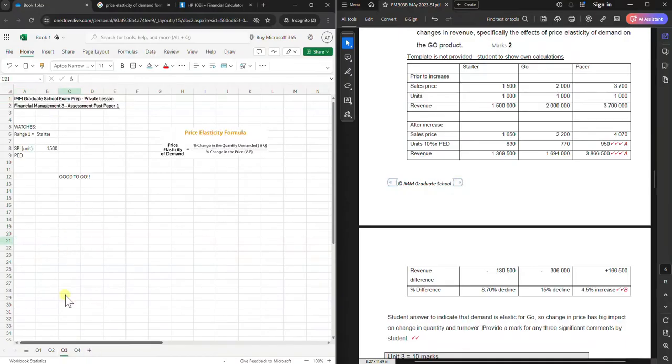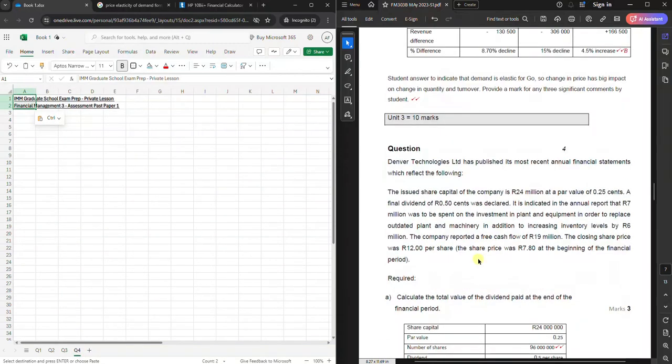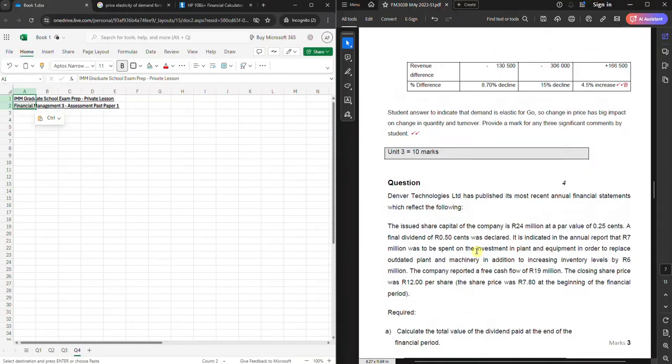Question 4 is also a bit of a calculation. I don't know if it's an economics question. Did you struggle with it? I was okay with this one. This is looking at calculating the total value of the dividends paid. So what is a dividend?